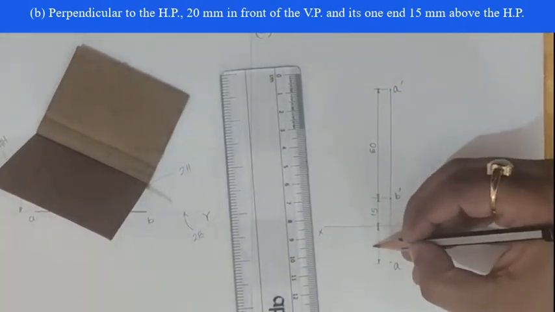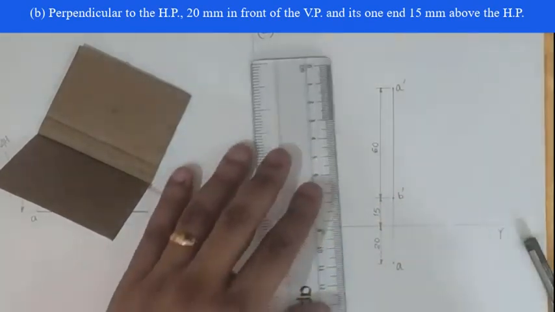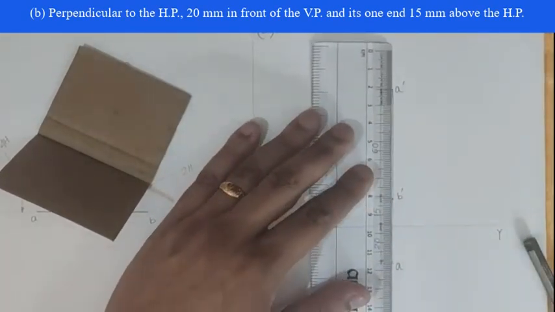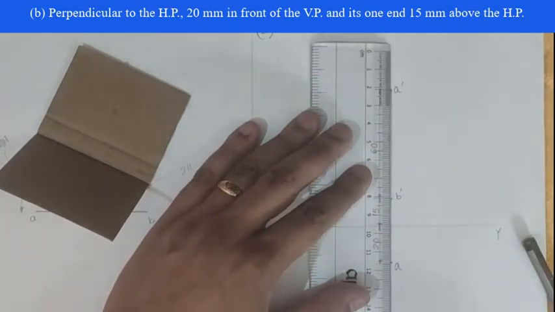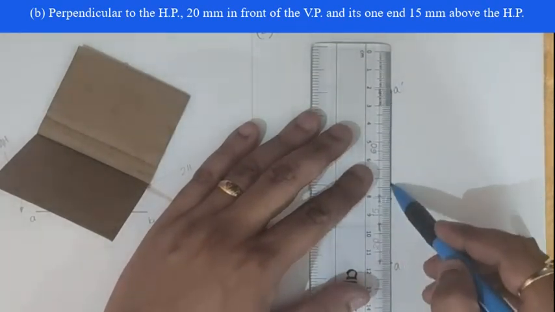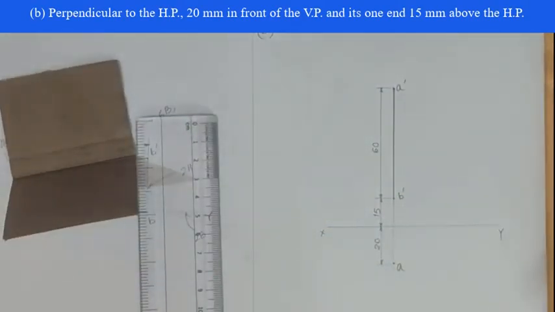So this is your 20. Now let us darken this line. We have only a point for the top view, and front view will be a line. So this is the solution for the second question. Now let us see the third problem.